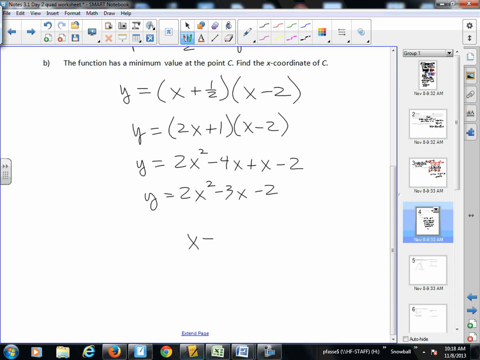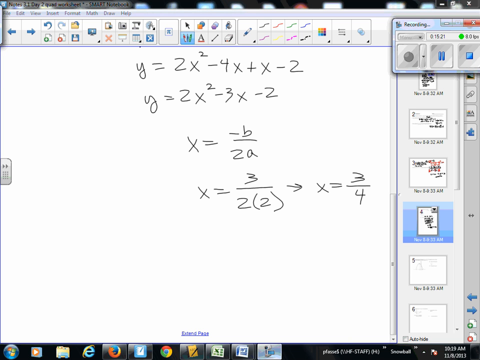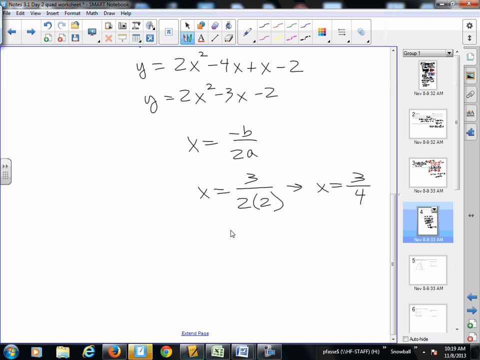Vertex. So now we find the vertex. X equals negative b over 2a. X equals the opposite of 3 in the numerator, gives us simply 3, correct? And then you plug 2 in for the denominator, which gives us the x value of 3/4. We're not going to do it, but to find y, plug in 3/4.